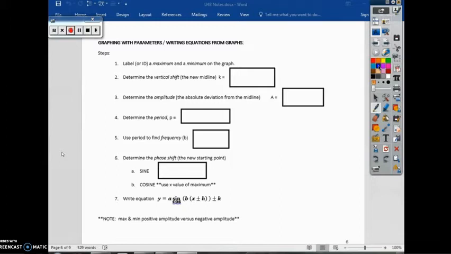It's up to you. There is going to be a difference depending on what order you choose, and that's what happens when I get to that little note at the bottom of the page where you see max and min, positive amplitude versus negative amplitude. So just keep that in mind.